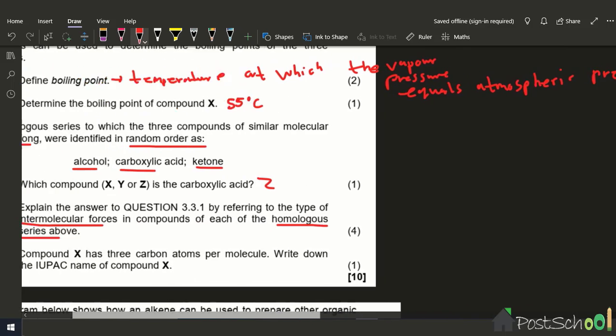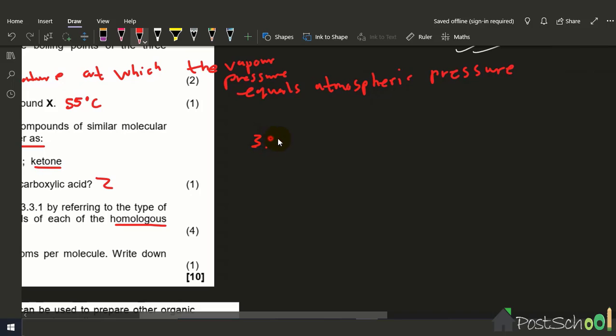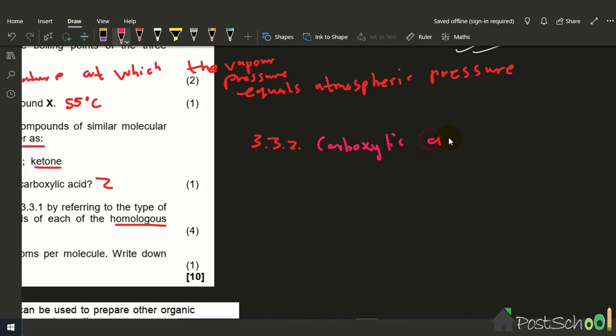It is 3.3.2. So the answer. So the carboxylic acid have, in addition to the London forces, hydrogen bonds. So we can say, as a simpler example, carboxylic acids have stronger intermolecular forces since they have hydrogen bonds.